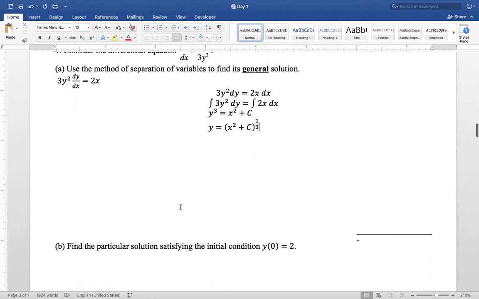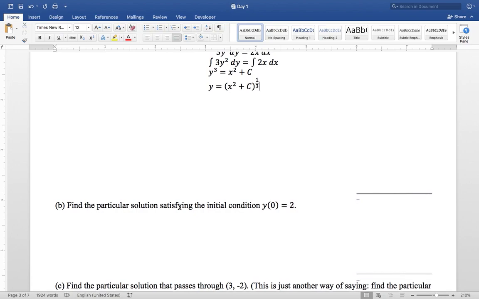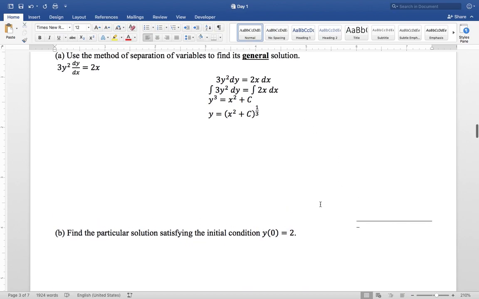Now, in the next part, I give you an initial condition, y of 0 equals 2. I'm telling you that when x is 0, y is 2. That is going to pin down the value of c. It's going to determine uniquely a value of c. So let's see how that works.